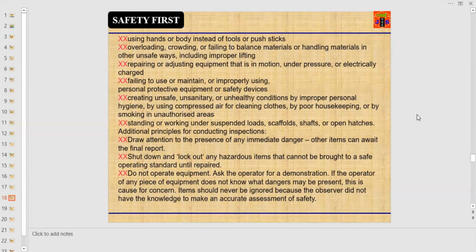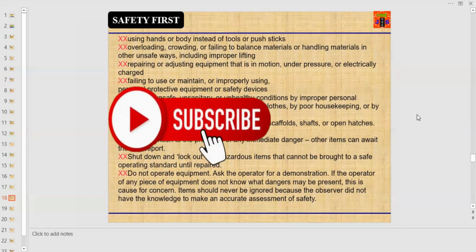or failing to balance materials, or handling materials in other unsafe ways, including improper lifting, repairing or adjusting equipment that is in motion, under pressure, or electrically charged, failing to use or maintain or improperly using personal protective equipment or safety devices, creating unsafe, unsanitary, or unhealthy conditions by improper personal hygiene, by using compressed air for cleaning clothes, by poor housekeeping, or by smoking in unauthorized areas, standing or working under suspended loads, scaffolds, shafts, or open hatches.